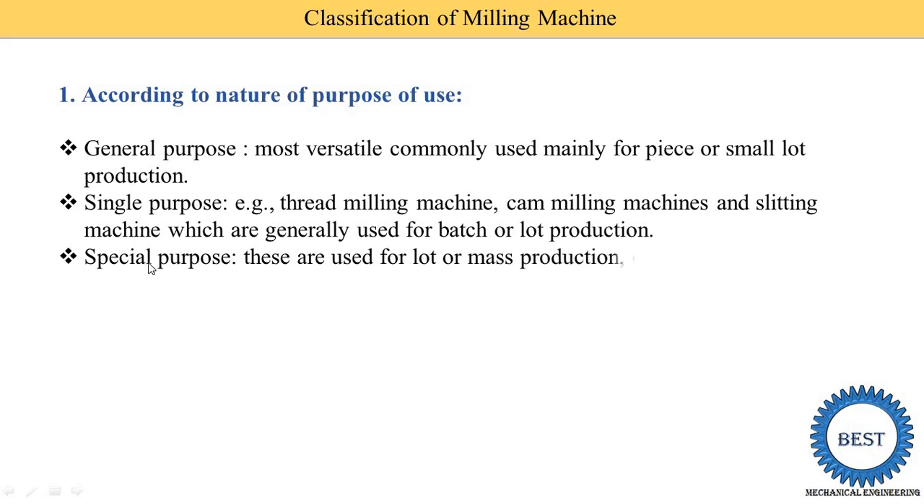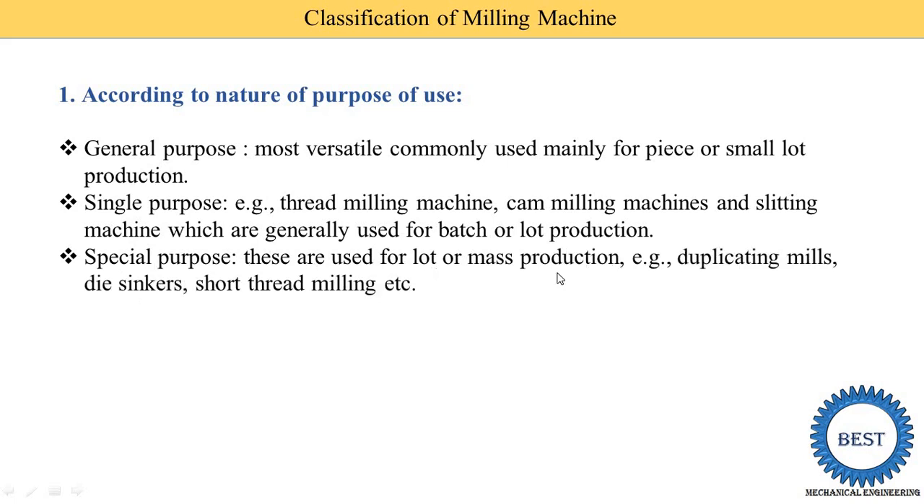Another is special purpose. These are used for lot or mass production. It is similar to single purpose, meaning only specific special operations are carried out on the machine, so it is known as special purpose. Examples of special purpose are duplicating mills, die sinkers, and saw thread milling. So according to purpose there are three classifications.